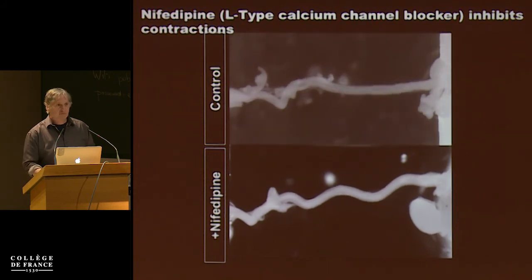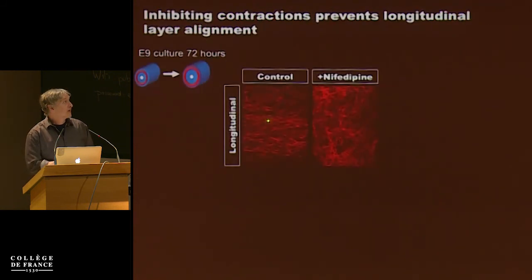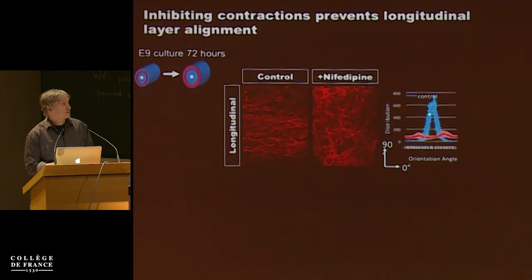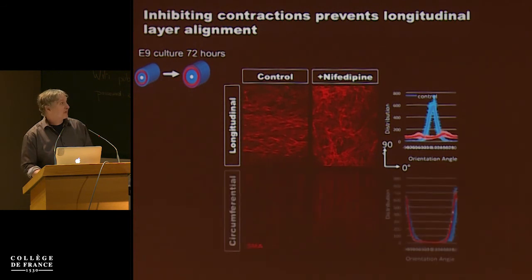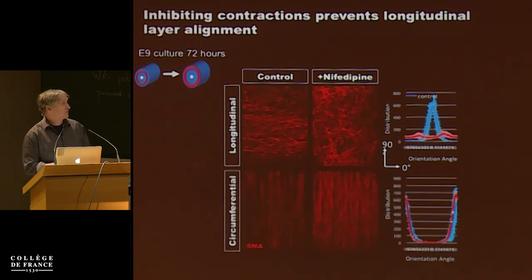So you add nifedipine, and instead of having the cells all aligned longitudinally, you lose the orientation. So now that's at 0 degrees, but in this case, you've lost the orientation. And of course, that has no effect on the circumferential muscles that have already formed. Once they've formed and aligned, whether you block calcium signaling or not, calcium signaling had nothing to do with the orientation of that first layer.